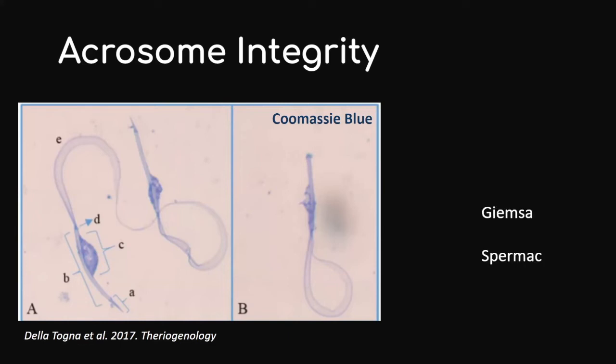A couple of other options, I don't have any photos, but you could use Giemsa, which is commonly used with mammals. And then I've heard of this one called Spermac, which is like a commercially prepared one, which I think uses a different type of eosin and fast green. So both of those are non-fluorescent, and you can use them with a light microscope.